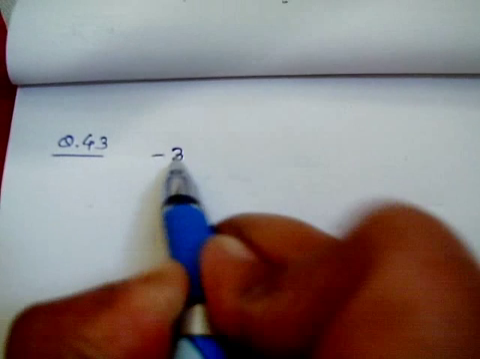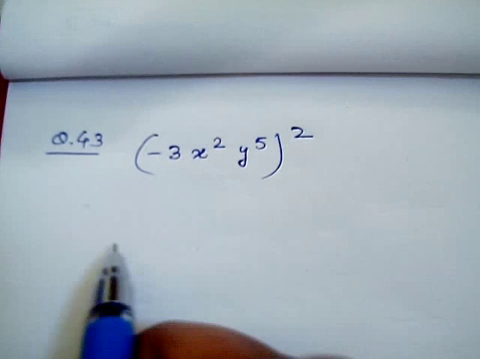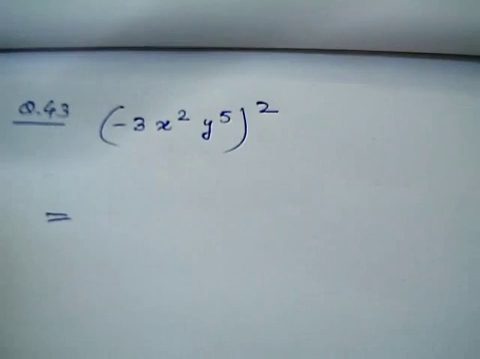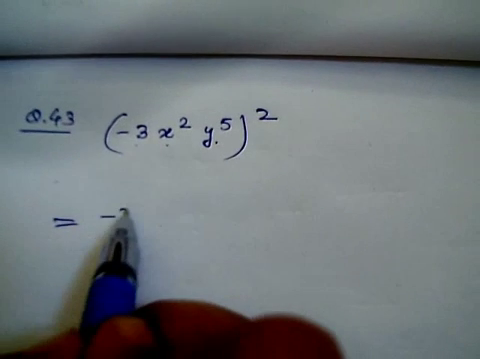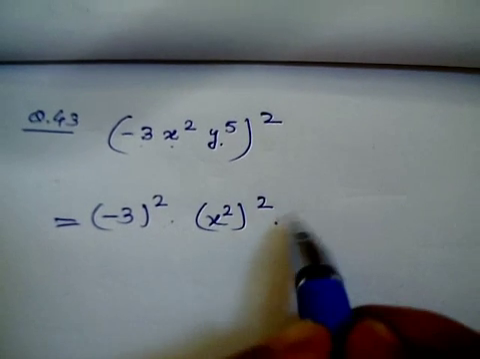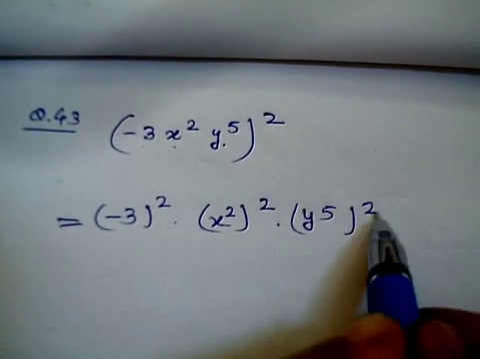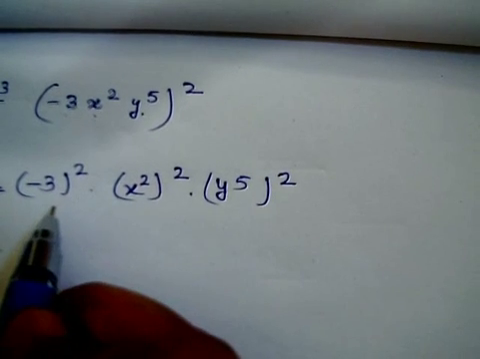Now I'm going to attempt question number 43. Question number 43 is (negative 3 x squared y^5) whole to the power 2. Over here I need to distribute this power 2 on 3, on x squared, and on y^5. So I distribute: negative 3 to the power 2, x squared to the power 2, and y^5 to the power 2. Negative 3 squared means negative 3 times negative 3, which is positive 9. Power to the power always gets multiplied, so 2 times 2 is going to be 4.